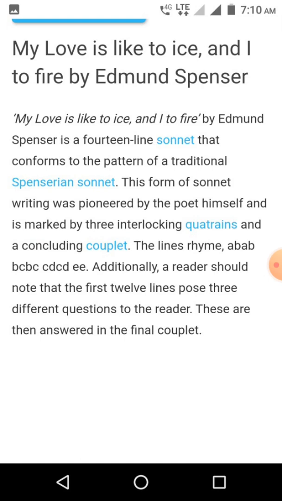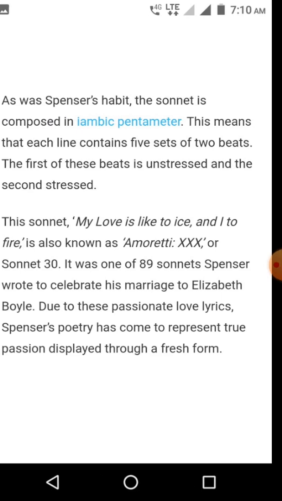Additionally, a reader should note that the first 12 lines pose three different questions to the reader. This sonnet is written in the form of questions. We will have rhetorical questions, so in each quatrain, there will be a question. These are then answered in the final couplet, and all these questions will be answered in the final couplet.